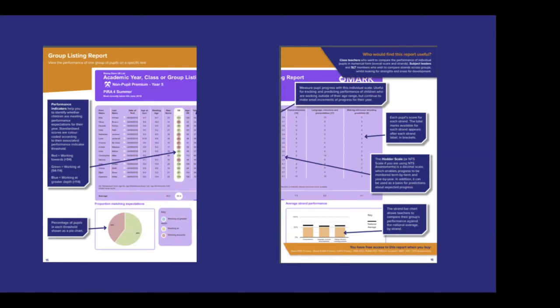You can also see proportions matching expectations in a pie chart here. And again, your key to the colour coding is here. So you can see the ones that are working towards and the ones that are working at or beyond. And then you can also see your strand level analysis and how you're performing compared to national statistics. Next slide, please.